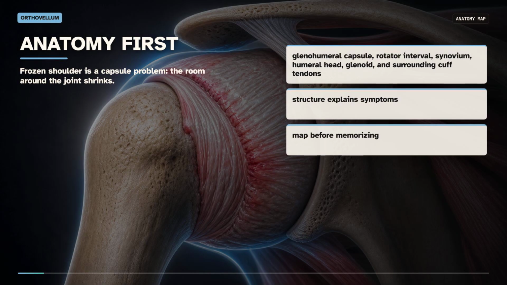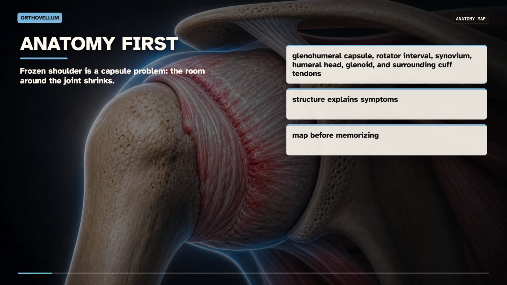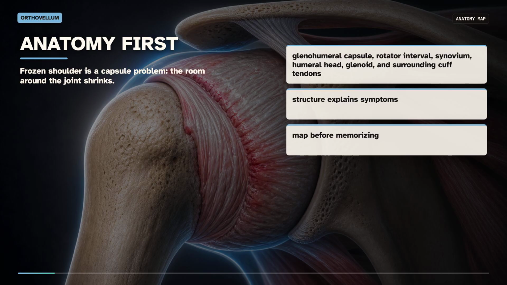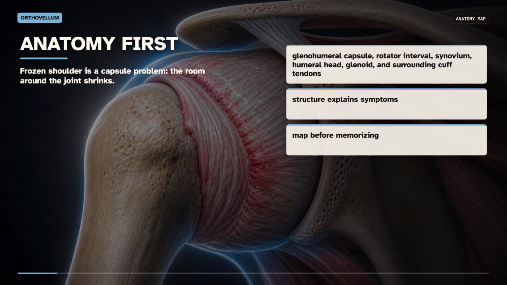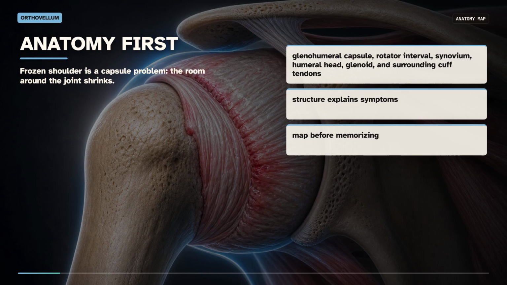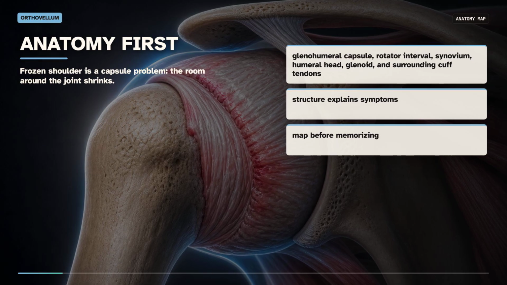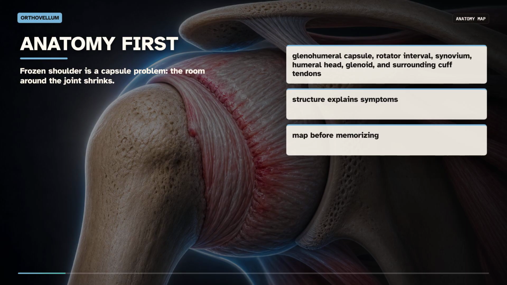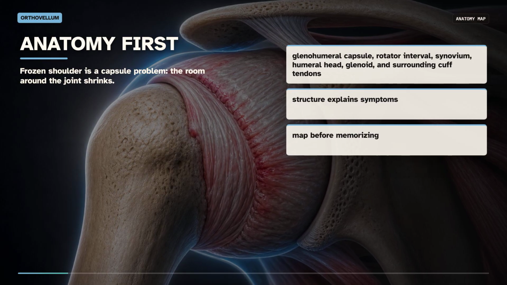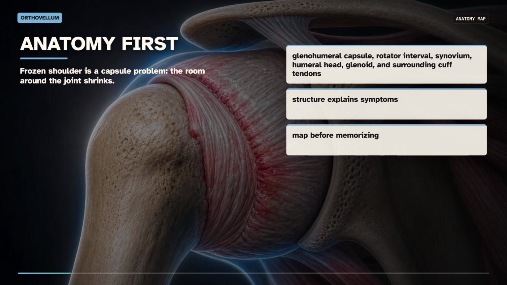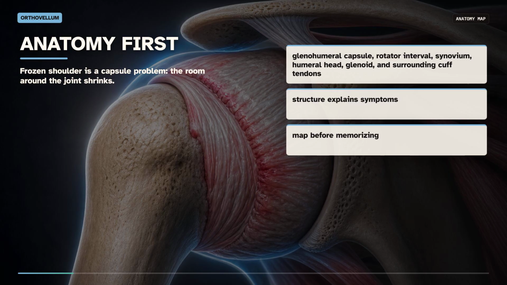Start with the anatomy. For frozen shoulder, the important structures are glenohumeral capsule, rotator interval, synovium, humeral head, glenoid, and surrounding cuff tendons. Do not memorize the picture as a list. Ask what each structure is trying to do when the person moves. In real life, the problem sounds like this: deep aching shoulder pain, night pain, and progressive loss of motion reaching overhead or behind the back. That story is the doorway into the diagnosis. It tells us which tissues are likely overloaded, irritated, torn, compressed, or failing to share load.